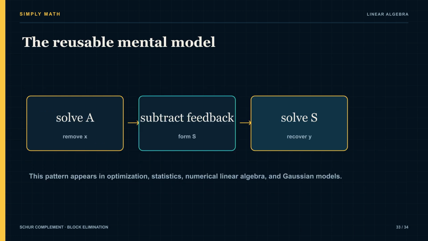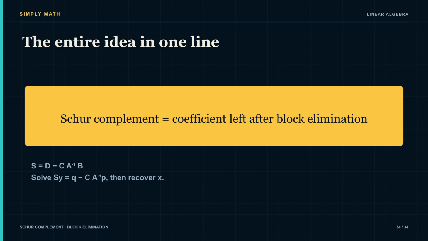Remember the pattern. Solve one block, subtract its feedback, solve the reduced block, then recover what was eliminated. That is the Schur complement, not an isolated trick, but the exact coefficient left after block Gaussian elimination.